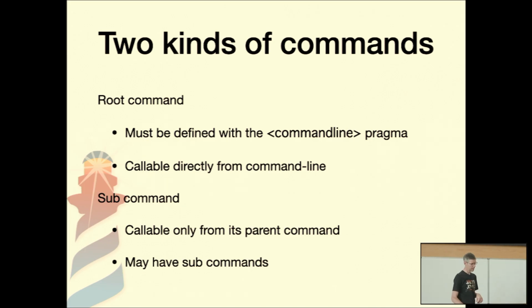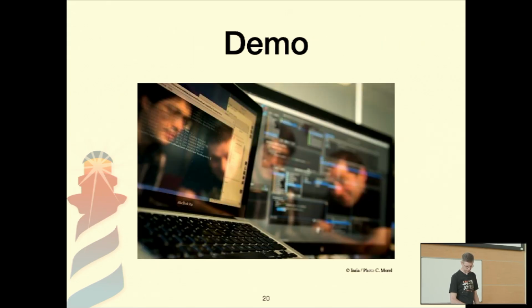So maybe you already got that, but in clap we have two kinds of commands. There is a root command. It's the top level command. This one must be defined with a pragma command line, and it is callable directly from the command line. Subcommands, they are only callable from its parent command. I cannot directly from the command line get a subcommand. And a subcommand may have other subcommands. I will show you that.